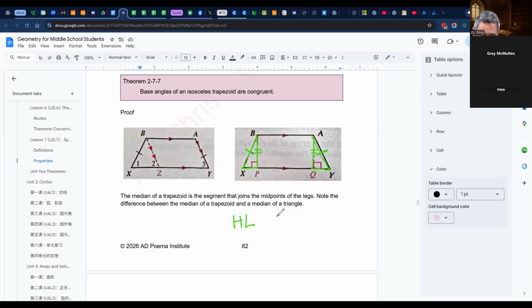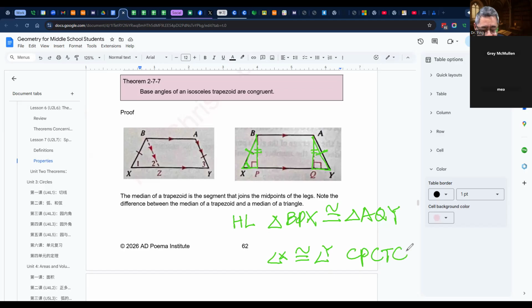So we know these two triangles, PBX is congruent to triangle AQY. And because of that, we know this angle X is congruent to angle Y. And this is something we call CPCTC. Okay, are we good on this one? All right. Yeah.